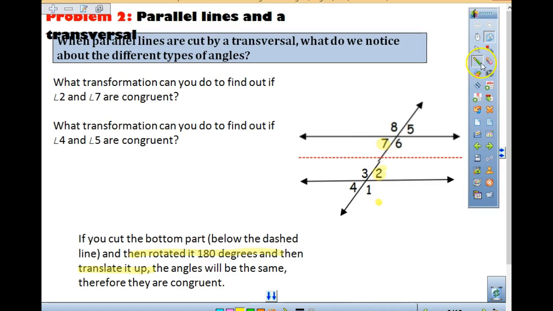What other angles have to be congruent when we look at that picture? 7 and 3 have to be the same. What do we know about 8 and 6? Will they be the same? What kind of angles are 8 and 6? Special name? Oh, there. Vertical. Vertical angle. 3 and 1, also vertical, right? So what's really nice is that if I only know one measure, I can find all these other measures going around it.